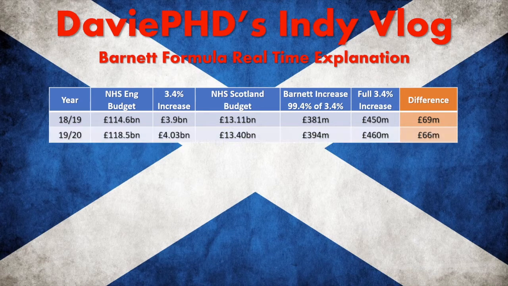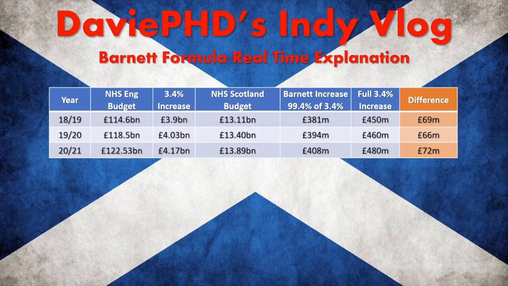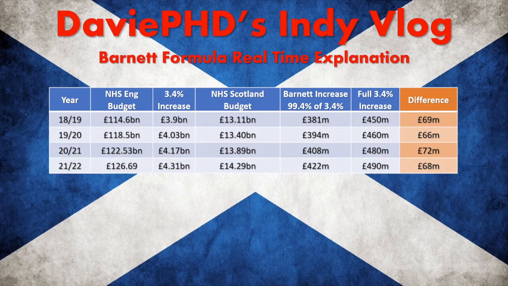In the year 19 to 20, the Barnett increase was £394 million. The full 3.4% should have been £460 million, and the difference is £66 million. In 2021, it will be £408 million. The full 3.4% will be £480 million, and the difference is £72 million.